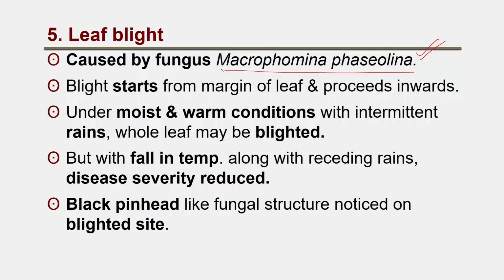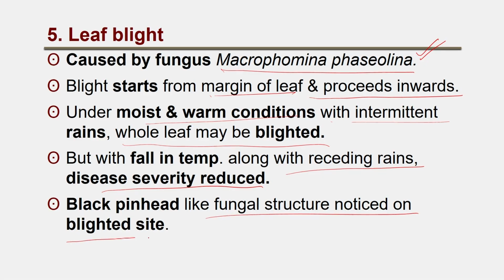So blight starts from margin of leaf and proceeds inward. Under moist and warm conditions with intermittent rains, whole leaf may be blighted. Blighting means just it will look like burnt. But with fall in temperature along with receding rains, disease severity reduces. Black pinhead-like fungus structure is noticed on blighted site.